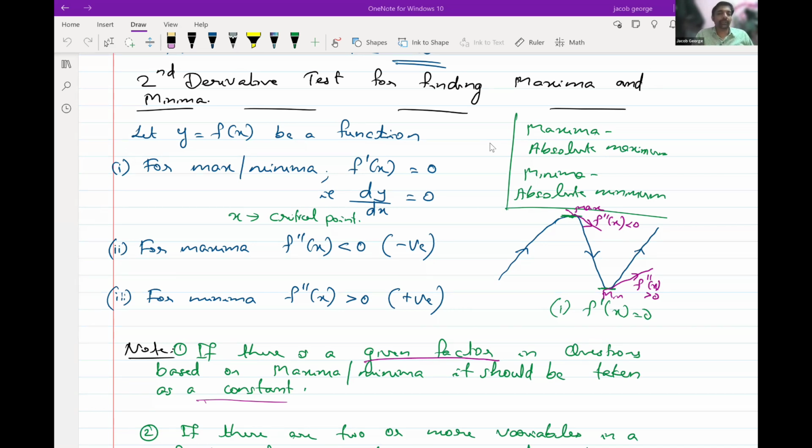Those who are writing it, please note down. For maxima, second derivative is less than 0, negative. For minima, second derivative f double dash x is greater than 0 or positive. These are the points to be remembered for all second derivative test for finding maxima or minima. Is it clear, children? The theory part, is it okay?